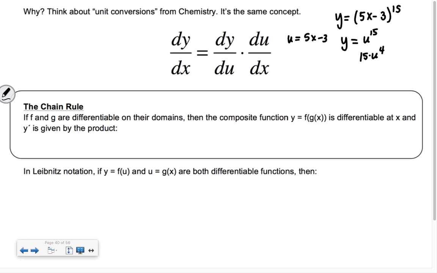All right, so there's kind of a complicated definition here. It says if f and g are differentiable on their domains, then the composite function, right? Remember f of g of x from Algebra 2 in pre-calc, is differentiable, and it's given by the product f prime of the inside times the derivative of the inside, so g prime of x.